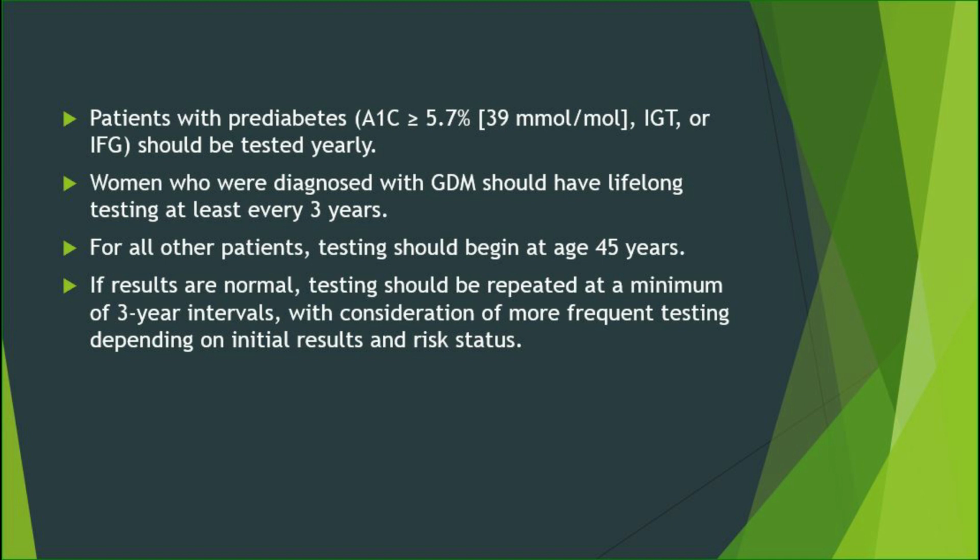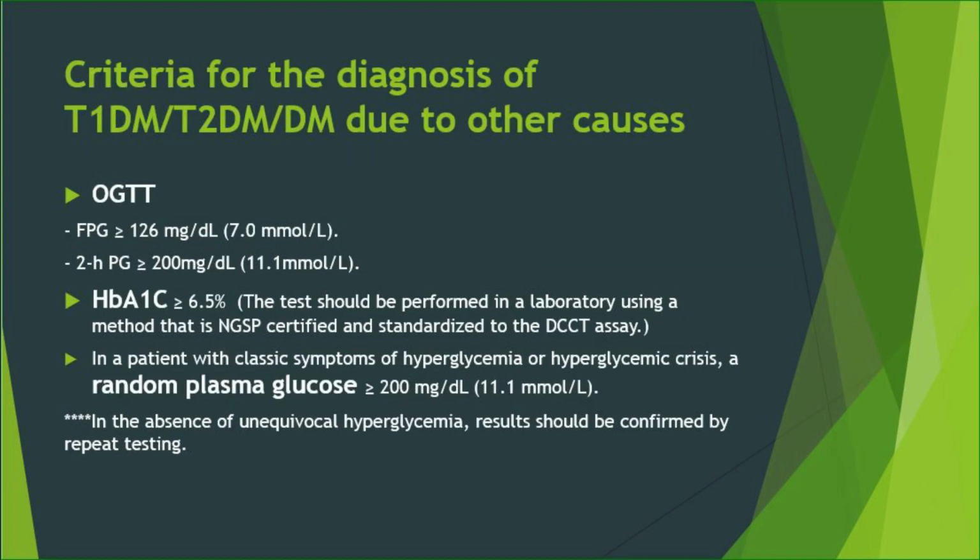So, the criteria for diagnosis of type 1 diabetes mellitus, type 2 diabetes mellitus, or diabetes mellitus due to any other causes except gestational diabetes mellitus. So, we should always go for OGTT, oral glucose tolerance test with 75 gram glucose. If fasting blood sugar is above or equal to 7 millimole per liter, or 2 hour after blood sugar is equal to or above 11.1 millimole per liter, if any of these criteria is met or exceeded, then the patient has diabetes. If anyone's HbA1c is 6.5% or above, then the patient has diabetes.